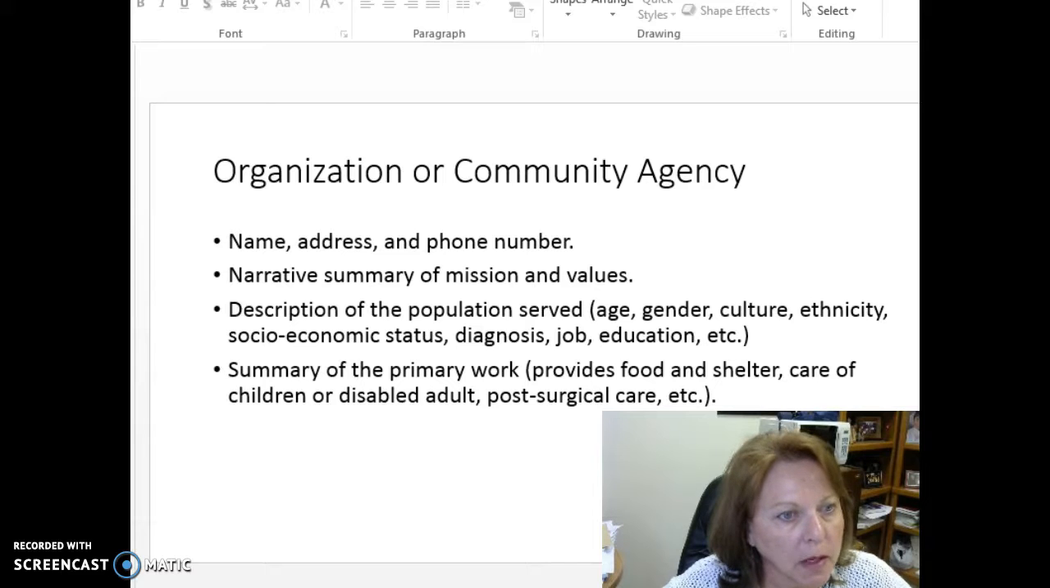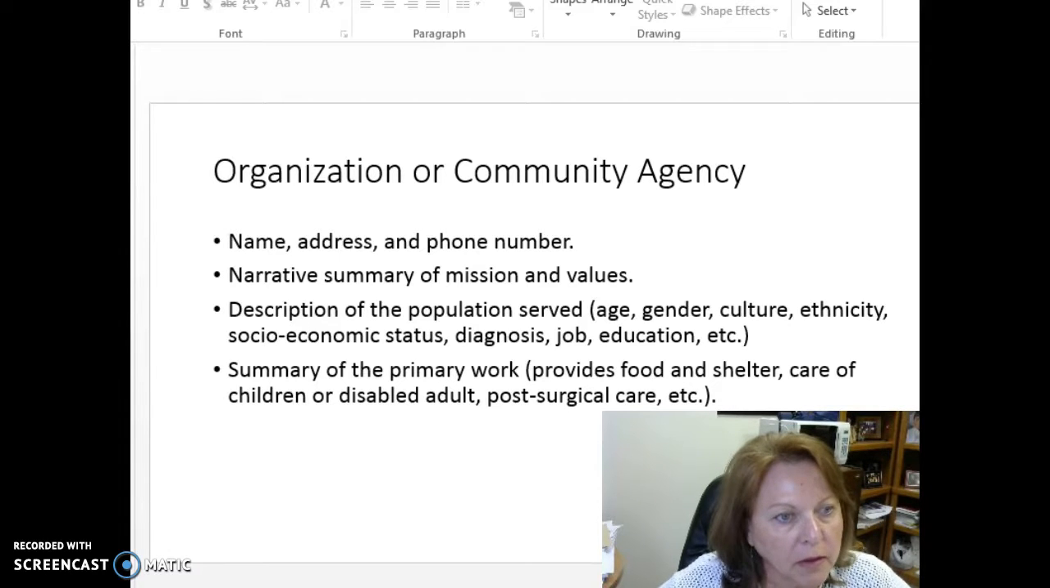You're going to talk a little bit about your organization or community agency. Please be sure you provide contact information. It's helpful to your course faculty to have this information in their file. And then we're going to ask you to talk a little bit about the mission and values of the organization or agency, the population that is served, and the primary work.